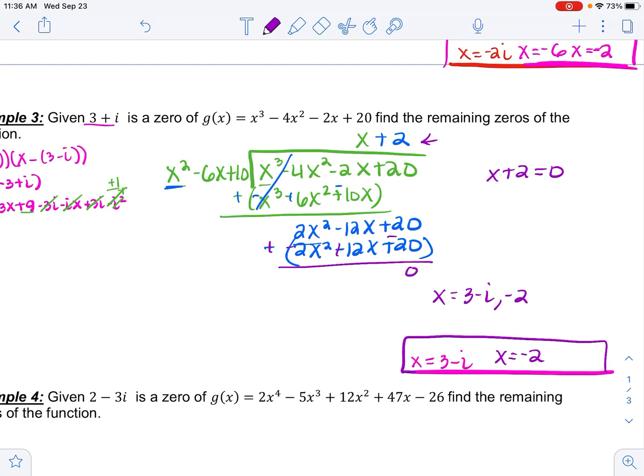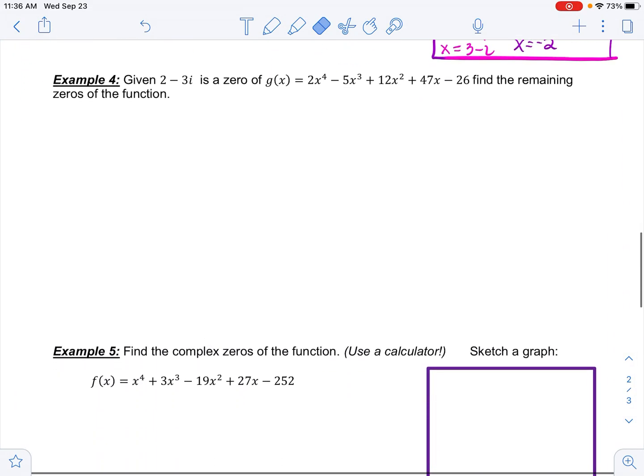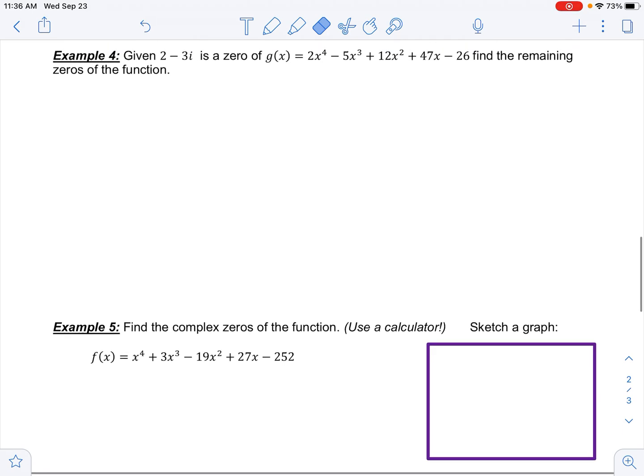Notice I did not write x equals 3 minus i, comma, negative 2, okay? When you're listing your zeros like that, you cannot write x equals 3 minus i, x equals negative 2 without the x equals; you have to write x equals for each.